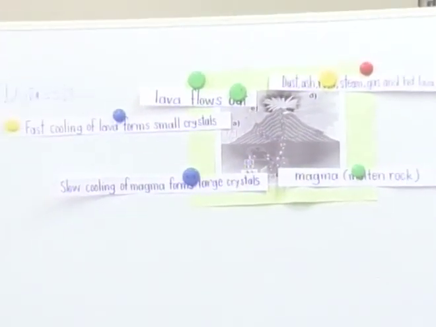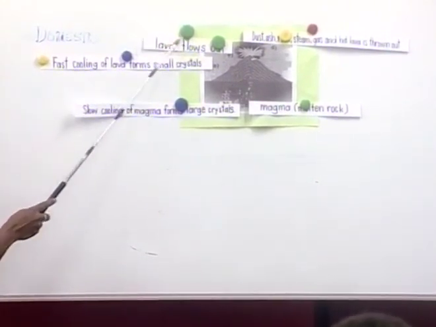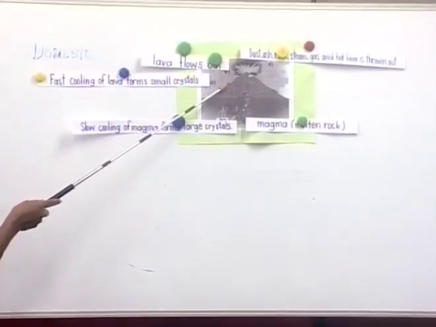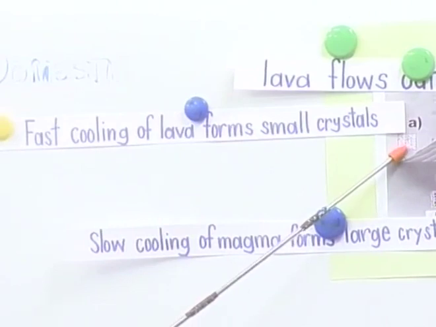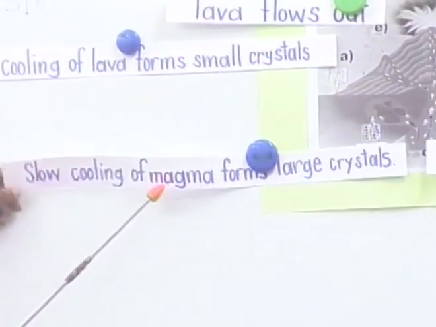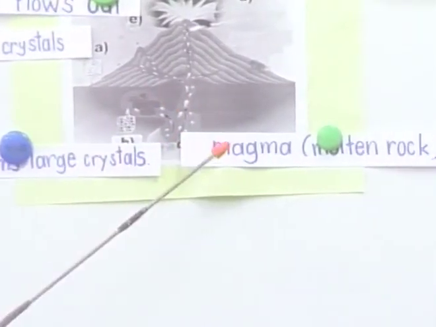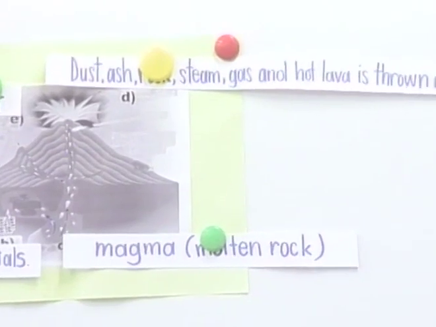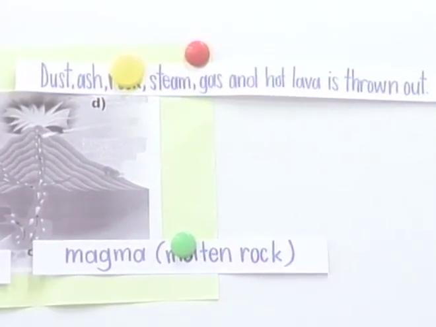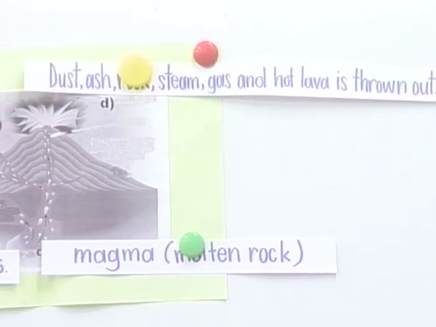Class, let's have a look at what we have quickly, receiving students too. Lava flows out. Fast cooling of lava forms small crystals. Slow cooling of magma forms large crystals. This is magma, the molten rock, and we have that. Thank you, all correct. We'll go quickly to the second activity.